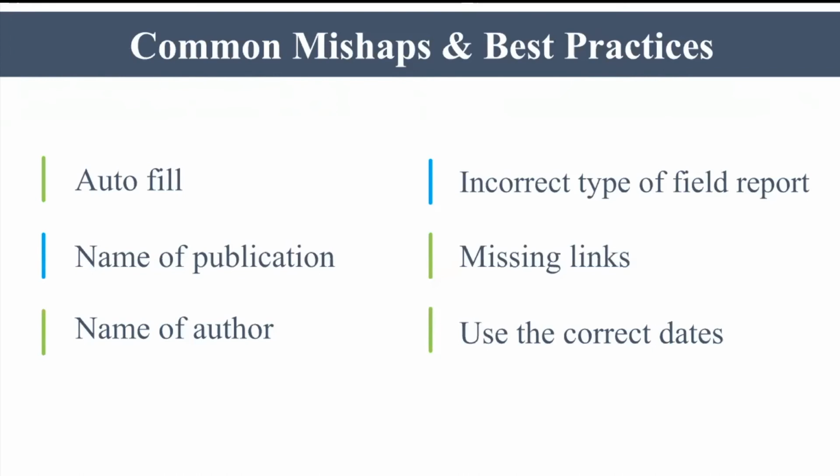Use the correct dates. The date of publication should always be before or on the same day as the date of submission of the field report. A common mistake is to enter the wrong month of publication. For an activity, use the date that the activity actually happened, not the date you're creating the report.